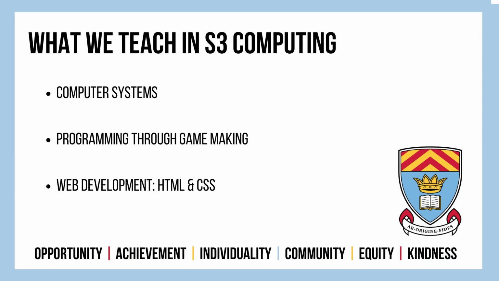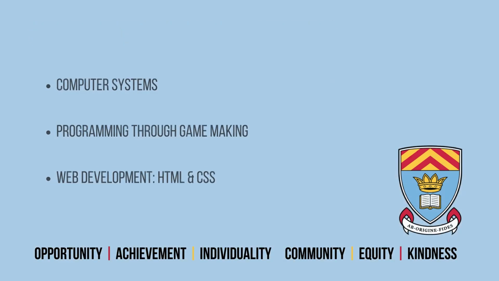S3 computing is made up of three main units. Each of these units is an introduction to areas that we'll explore in greater depth further up the school. Computer systems is about how a computer works, so it's an introduction to binary and computer structure. The programming through game making will introduce you to proper coding and do it through game making environments. And we'll also give an introduction to web development, so you'll be able to make your own websites using the two main web languages, HTML and CSS.